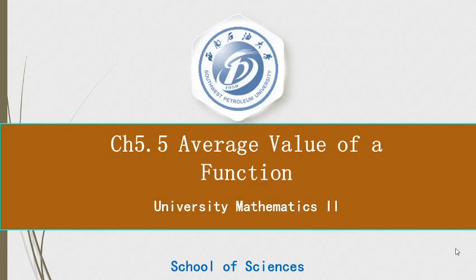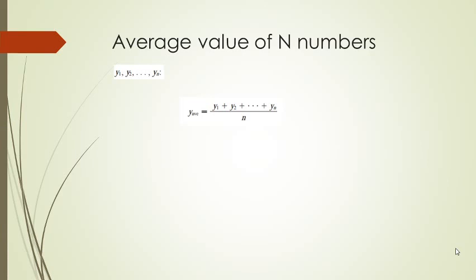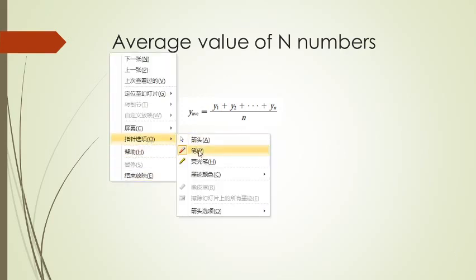Alright, let's come back and we start section 5, average value of a function. And let's check the average value for n numbers first, okay? For example, if we have 80 students in our class, then we have the score for each student, right? We have the score for each student from the first one to the 80th one. Then it will be easy to get the average, right? So for example, the average score, the homework score, right?